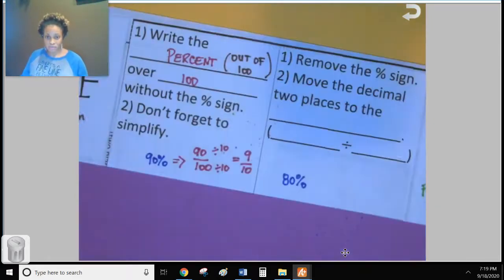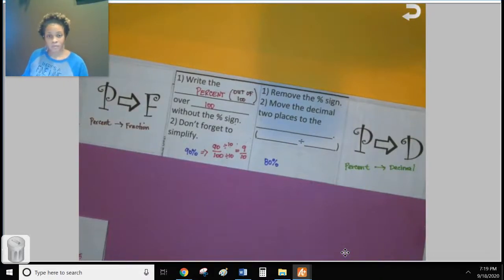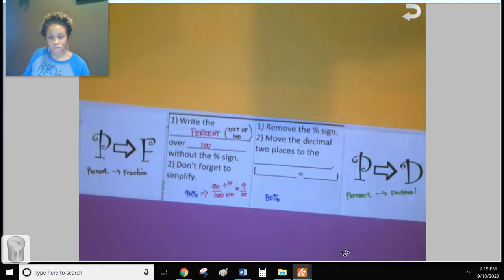Let me adjust some things here. Zoom out. I'm crooked. There you go.